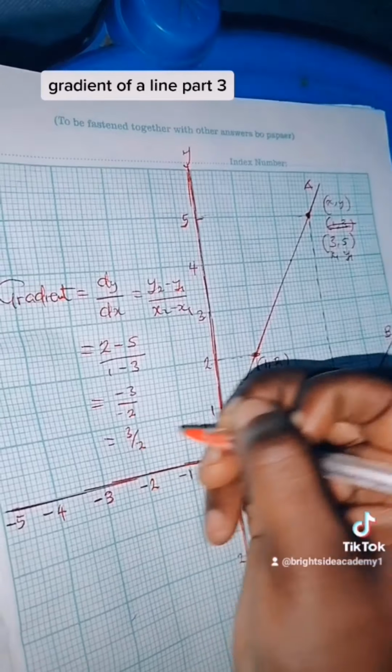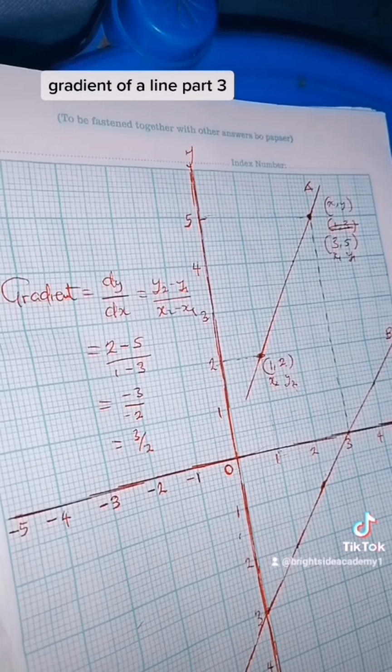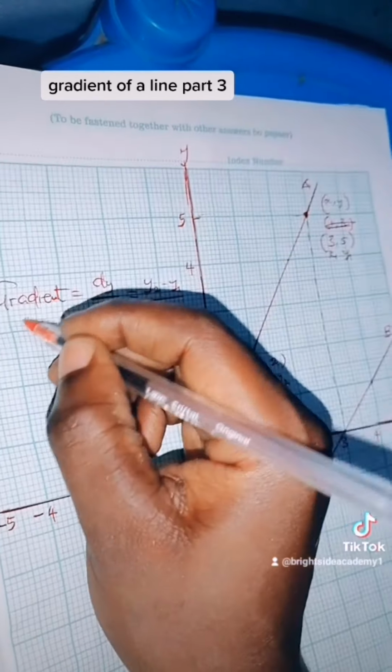Let's go on and then see if we can find the gradients of line B in part 4. See you guys there.